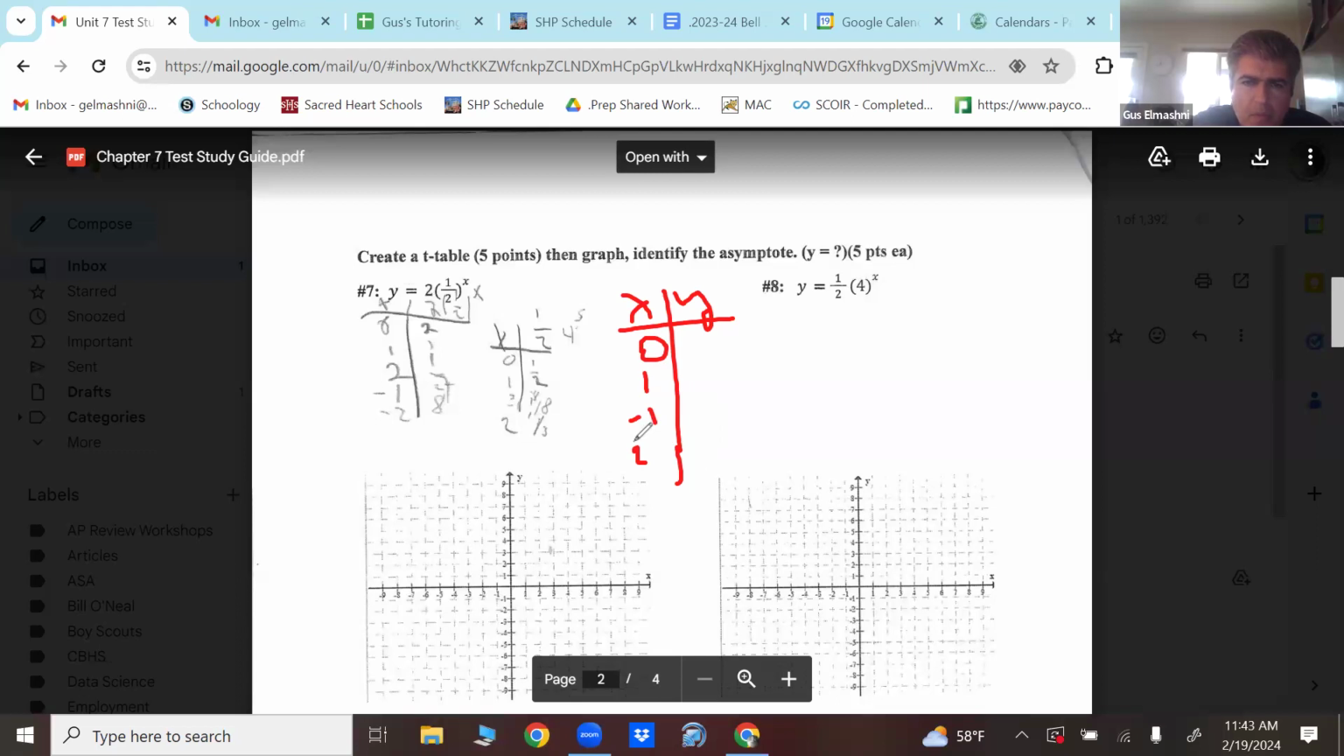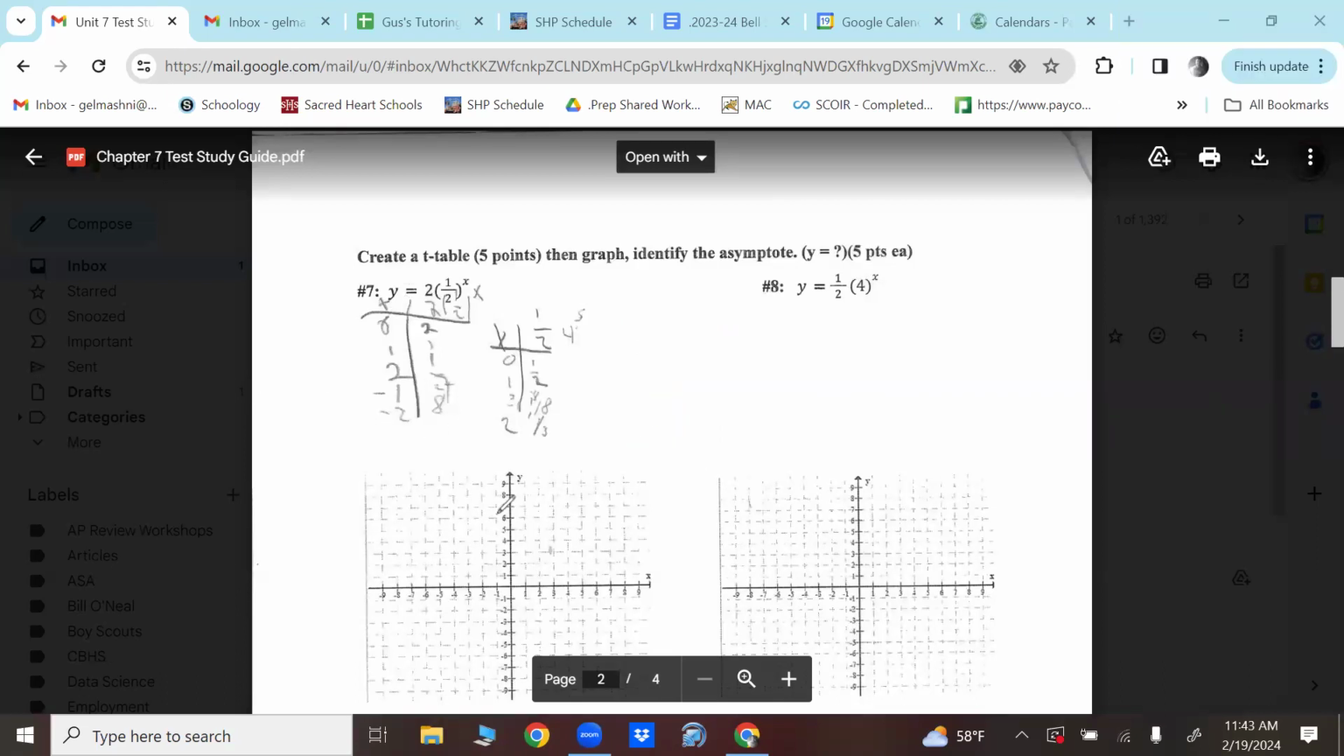Hold on. 1/2, right? Then 1/4. Yeah, and your points are perfect. You got it. You definitely got it. So you plot the points. Yeah, it kind of looks like that.